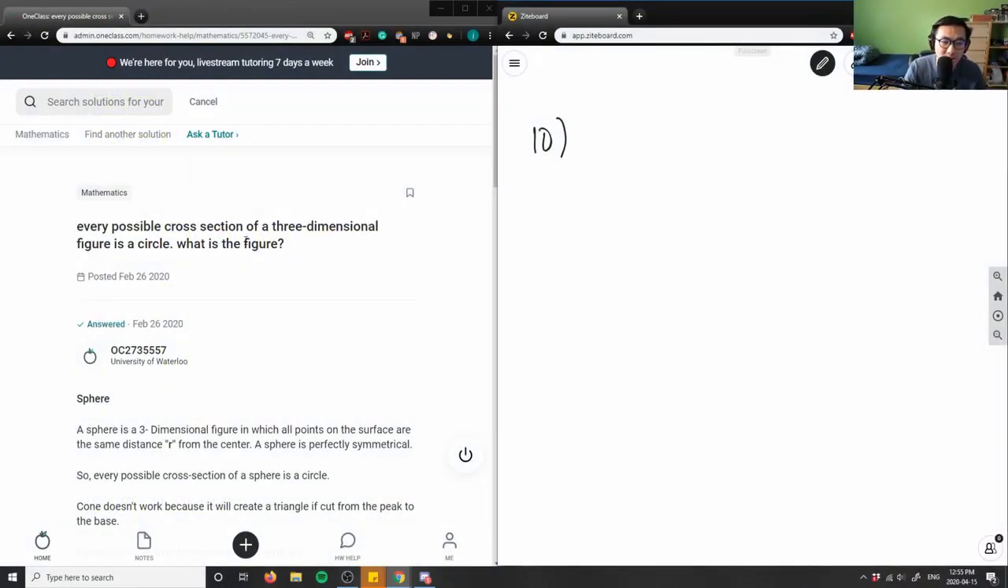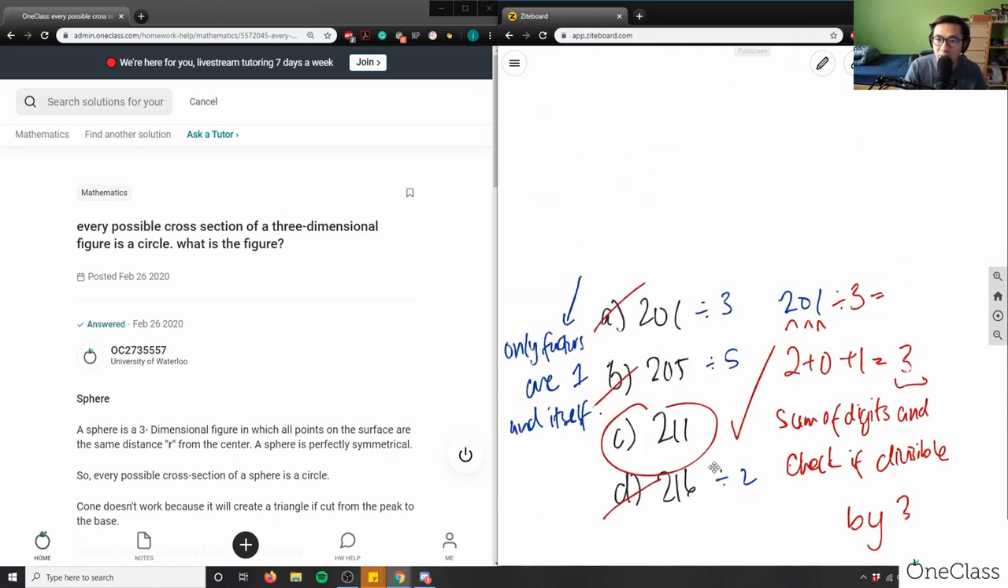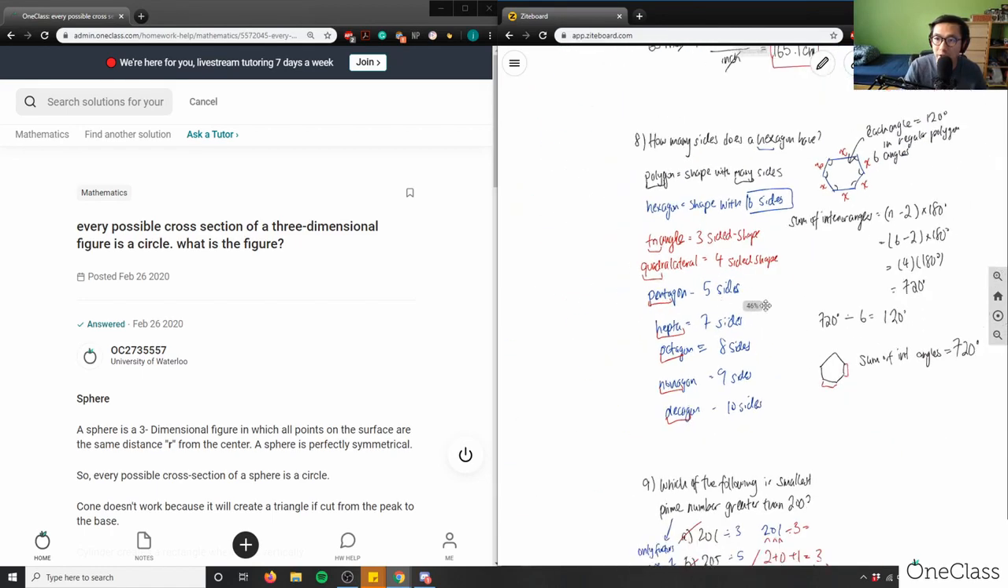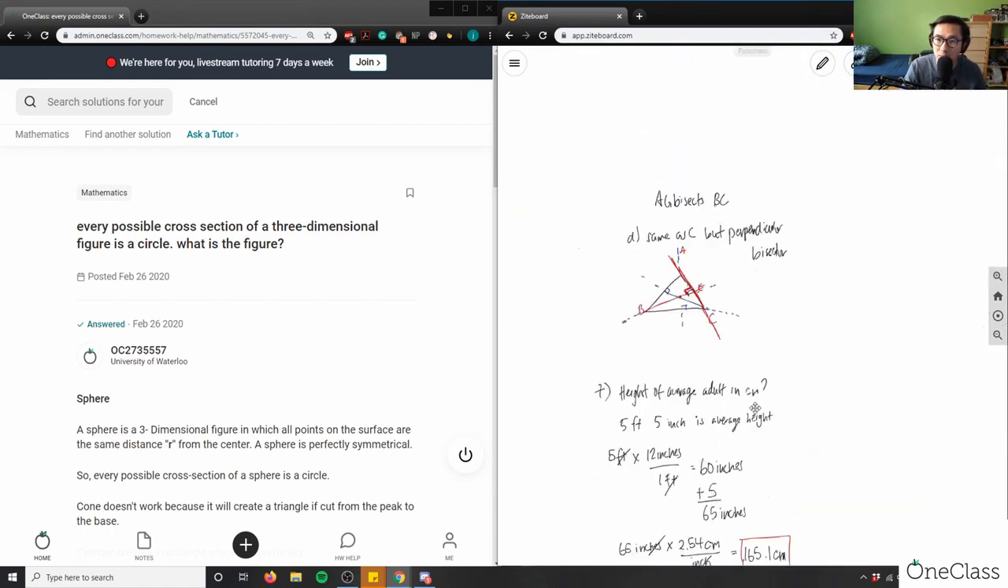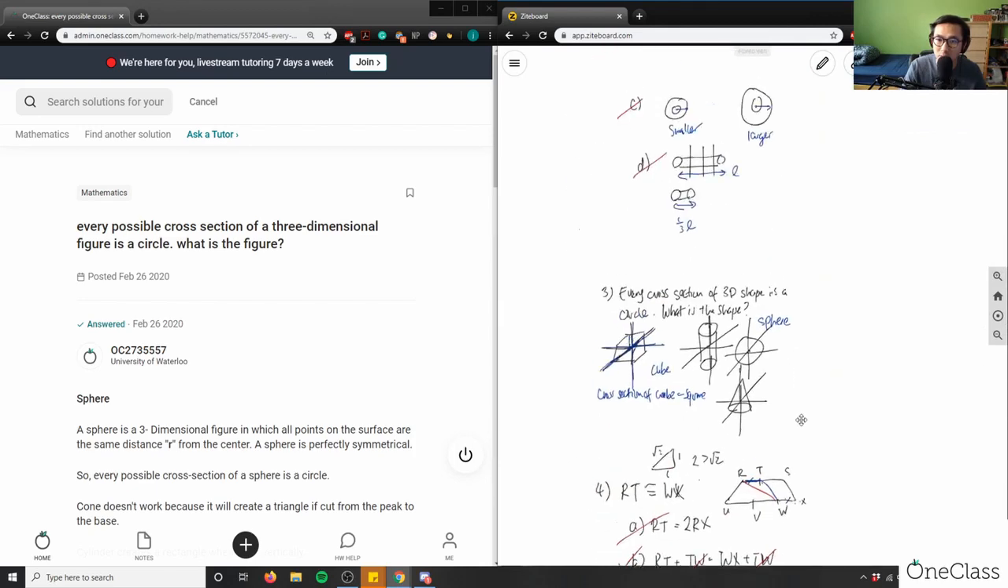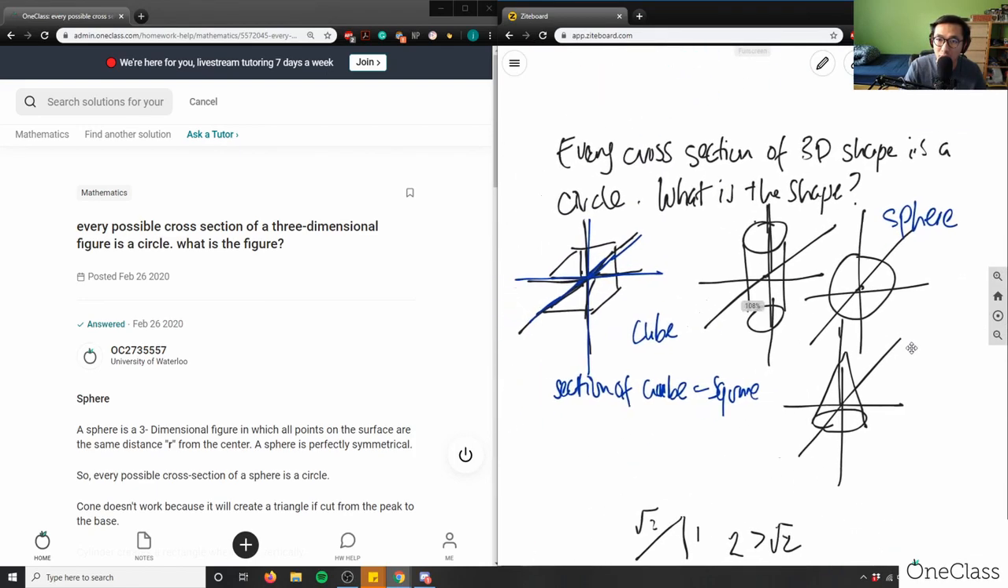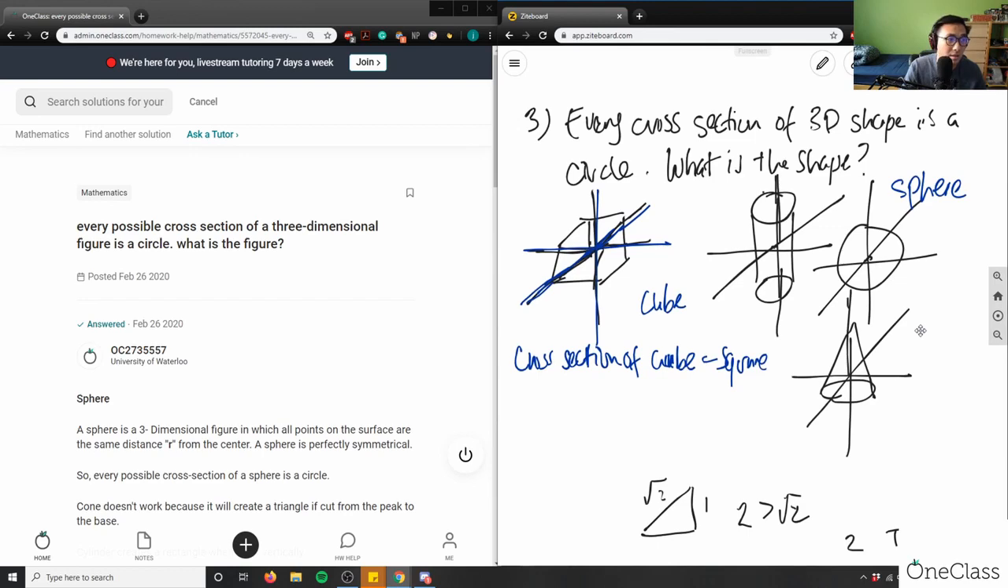It says here, every possible cross-section of a three-dimensional figure is a circle. What is the figure? So we did this question already. I'm just going to go back and check. We actually did a lot of work today. We did this here, every cross-section of a 3D shape, this was our third question of the day, is a circle. What is the shape? And we talked about how sphere is the shape, right?